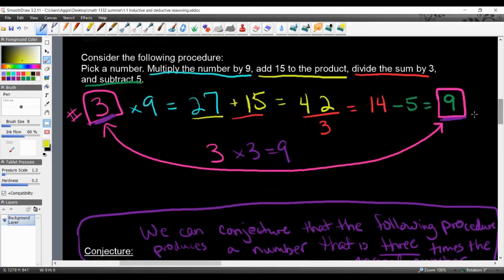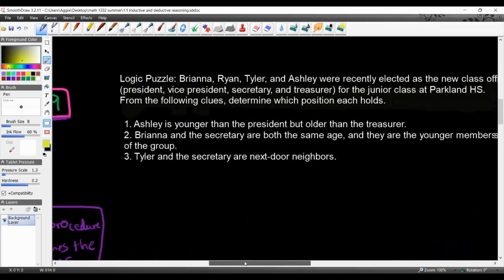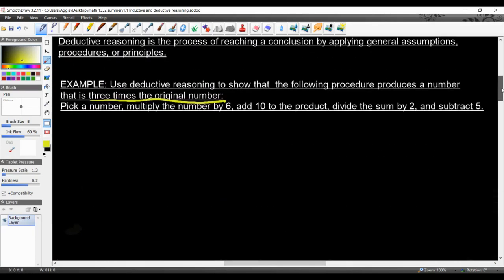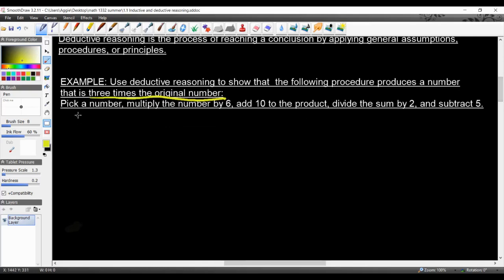This one right here. Okay, so we're trying to prove a conjecture, so to speak. Let's go back to that problem. Instead of actually picking a number, here's the process: pick a number, multiply by 6, add 10, divide by 2, and subtract 5. Instead of picking an actual number, 2, 4, 6, 8, whatever, we're going to let our number equal n.